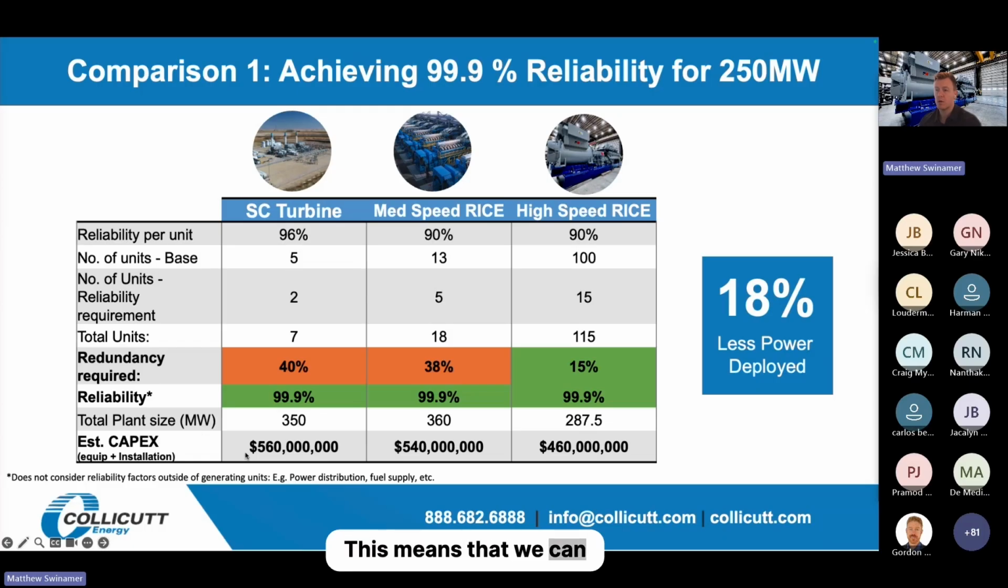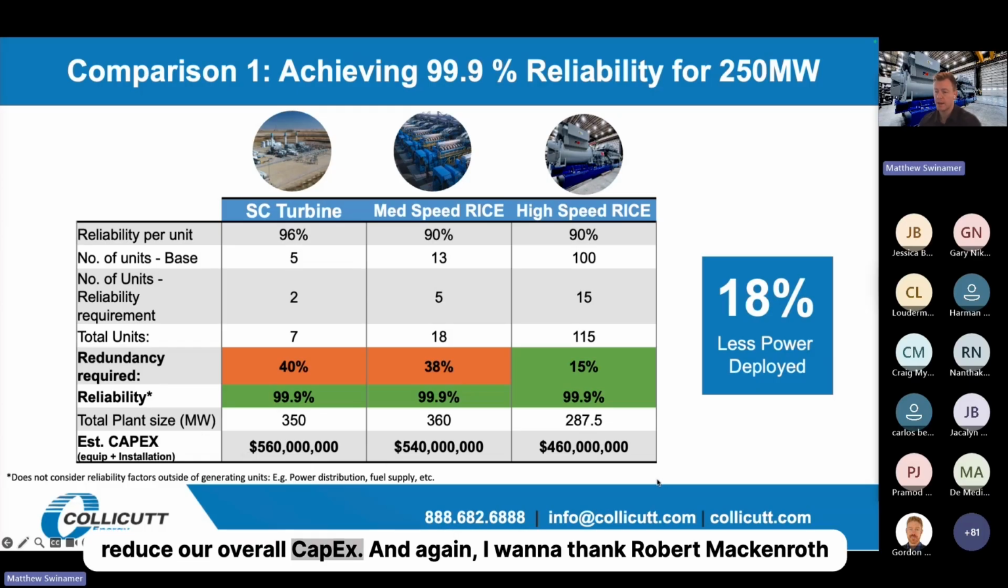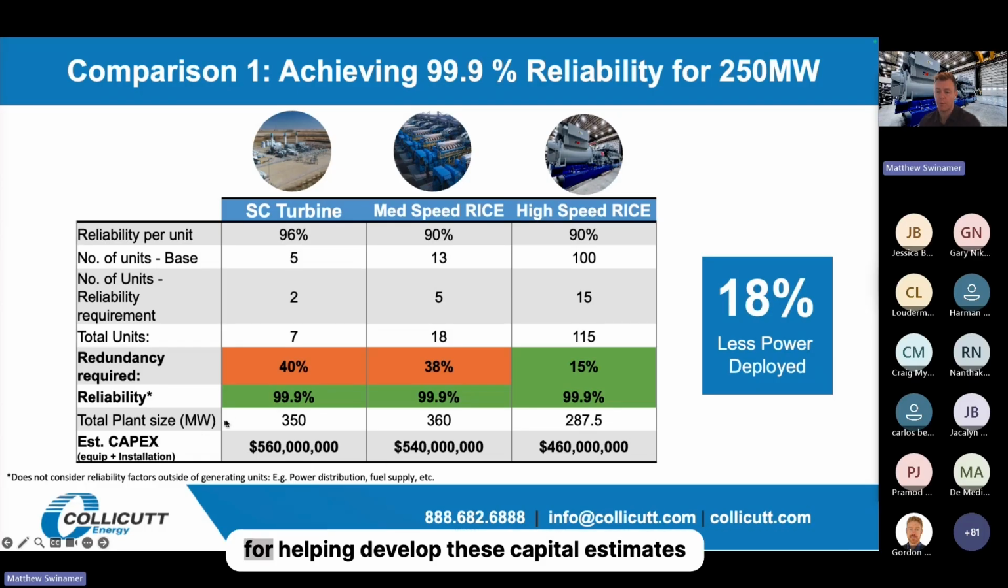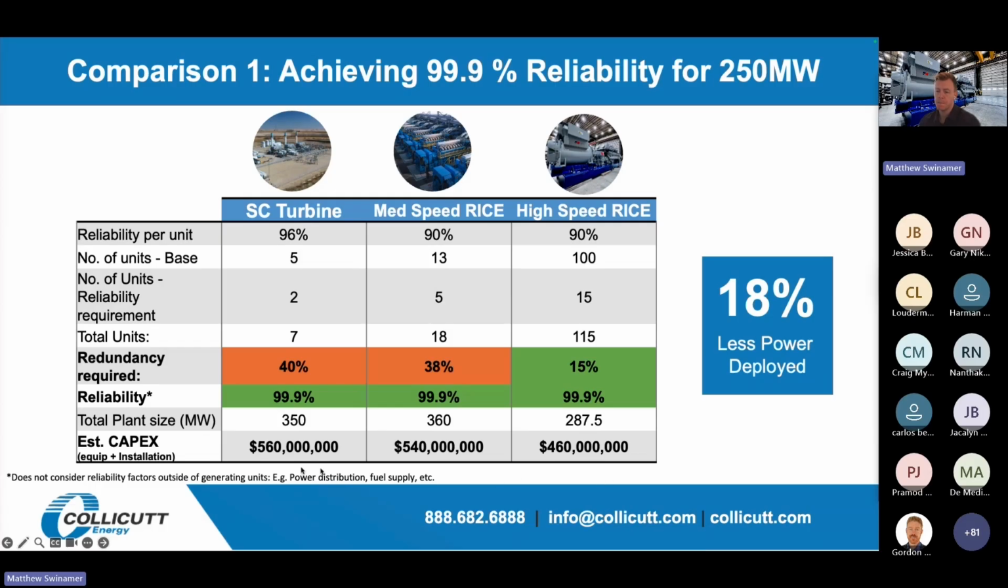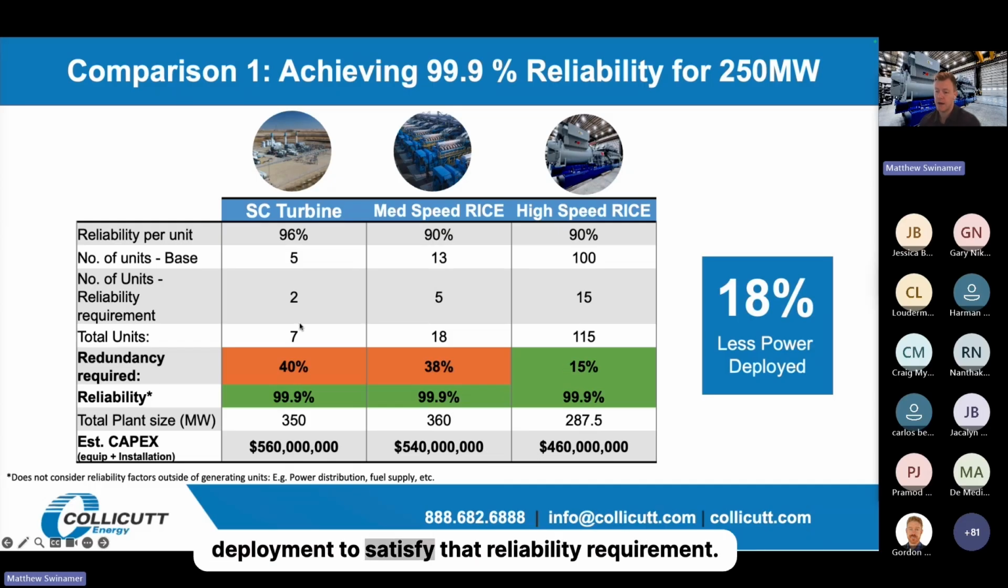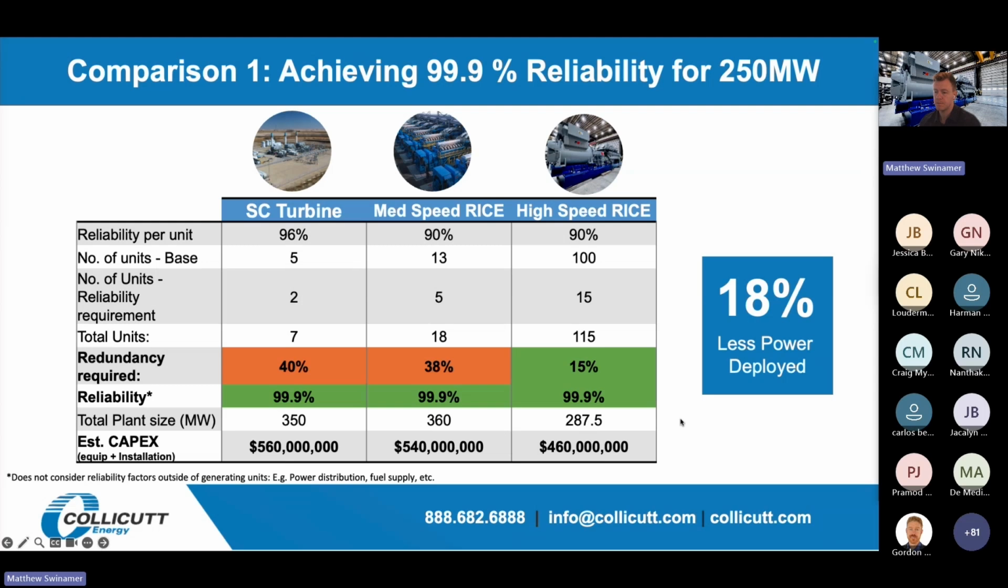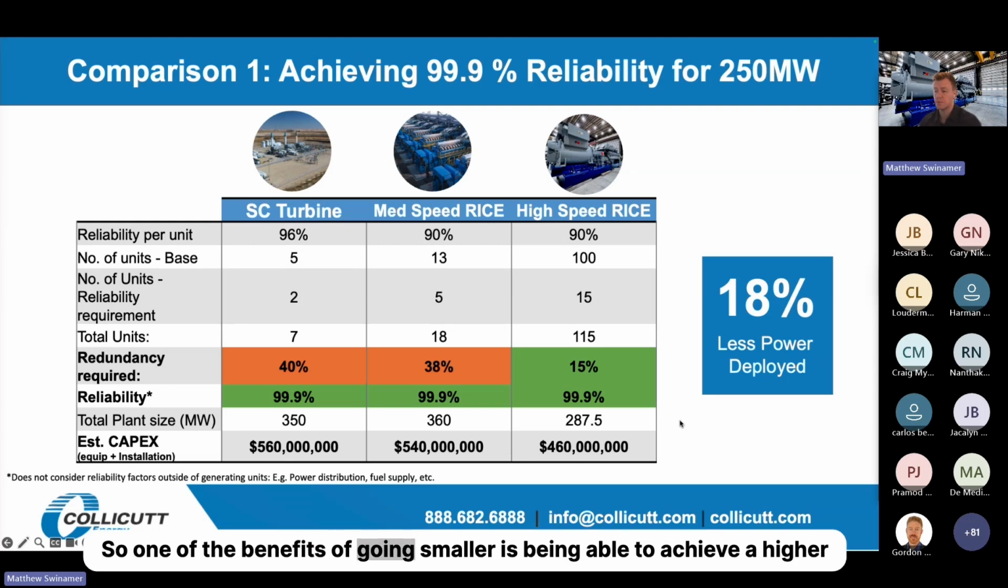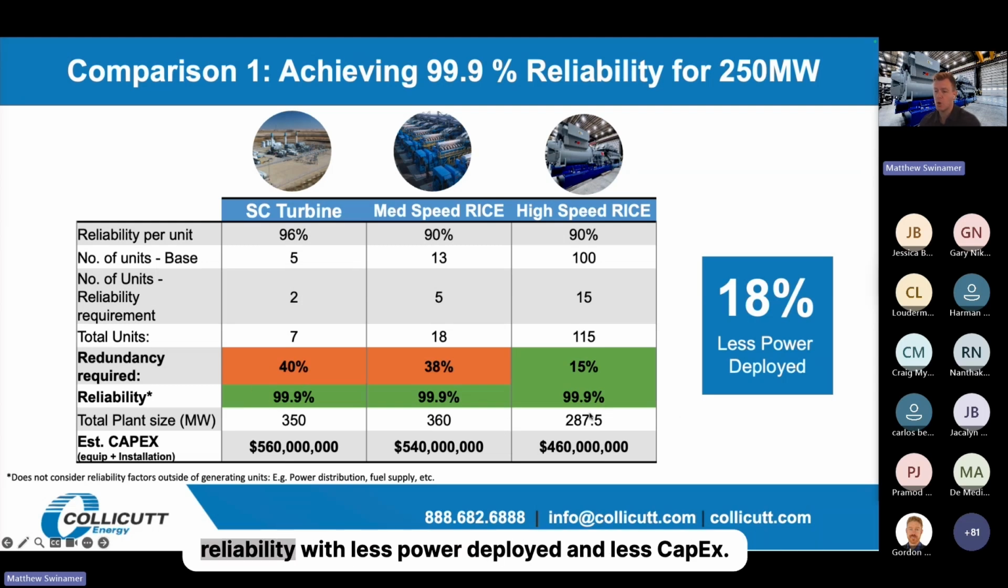This means that we can reduce our overall CapEx. And again, I want to thank Robert McEnroth for helping develop these capital estimates, where we can save as much as $100 million in power deployment to satisfy that reliability requirement. So one of the benefits of going smaller is being able to achieve a higher reliability with less power deployed and less CapEx.